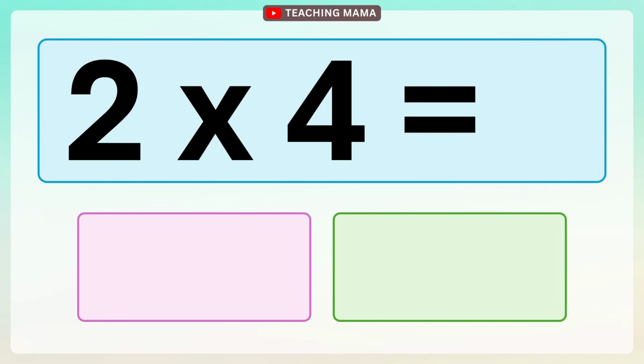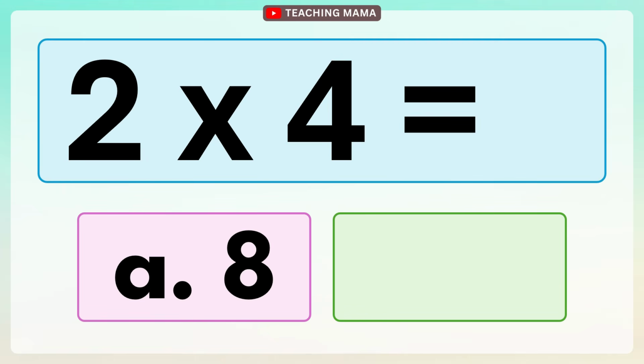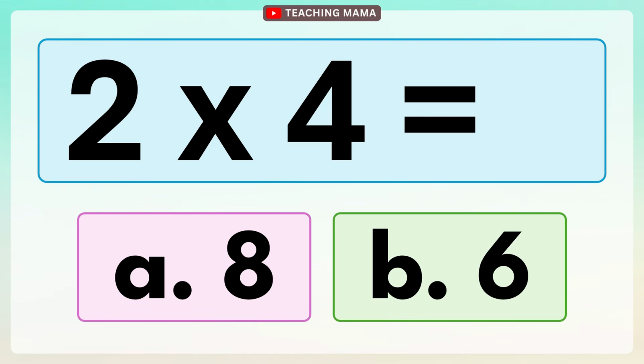2 times 4 equals A. 8. B. 6. What is the answer? A. 8.